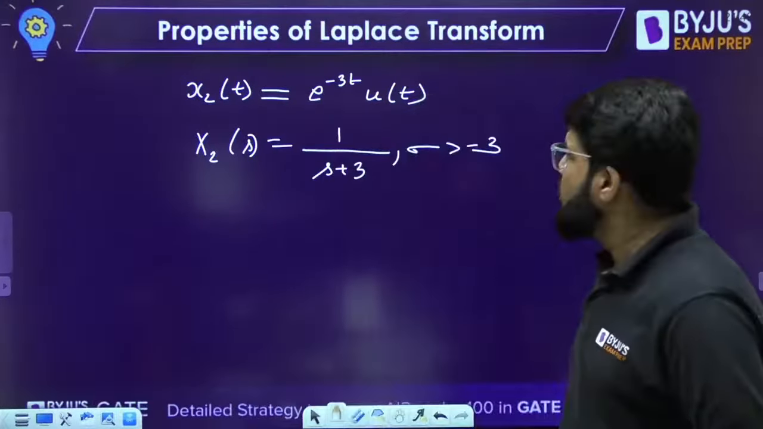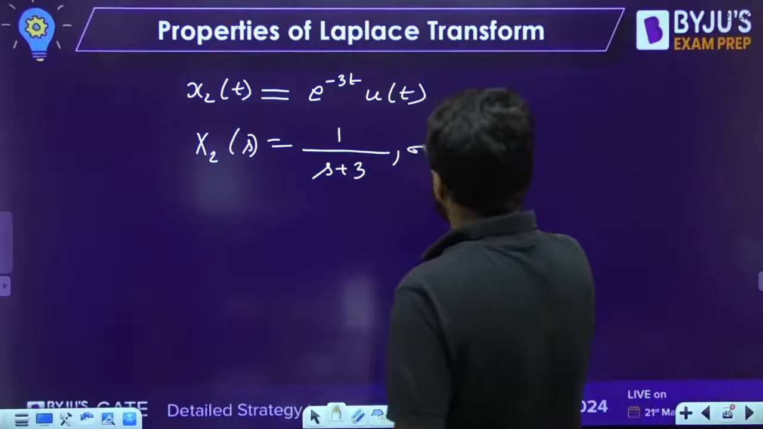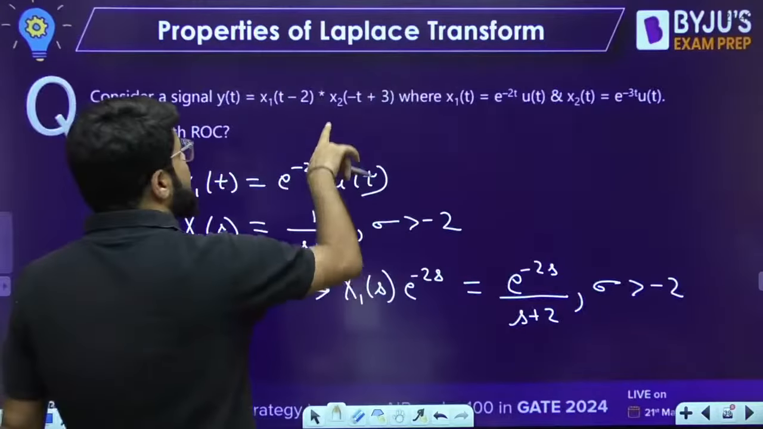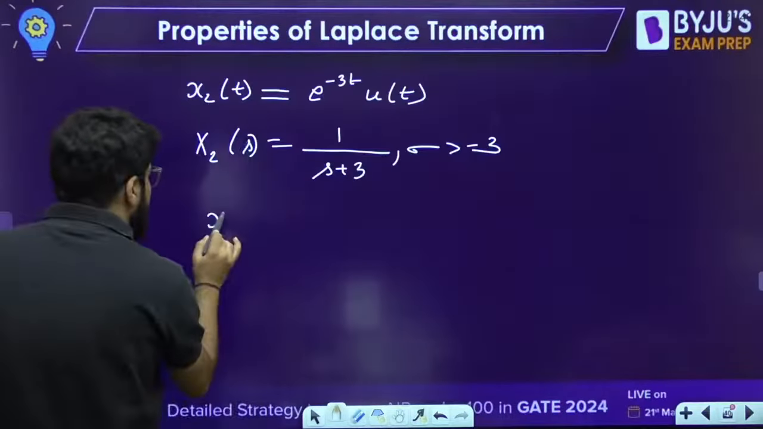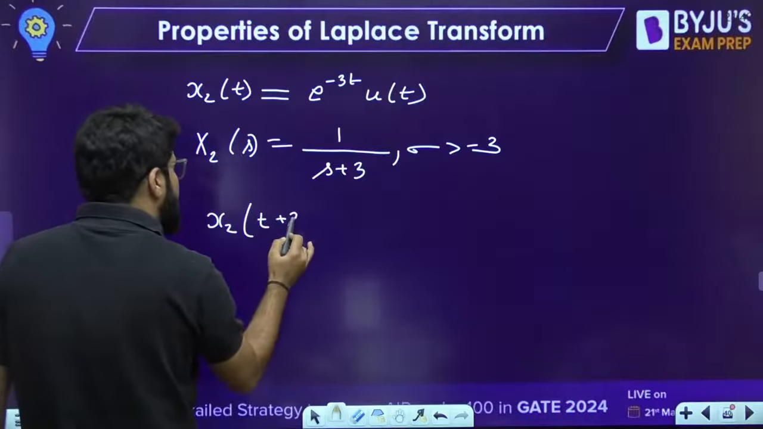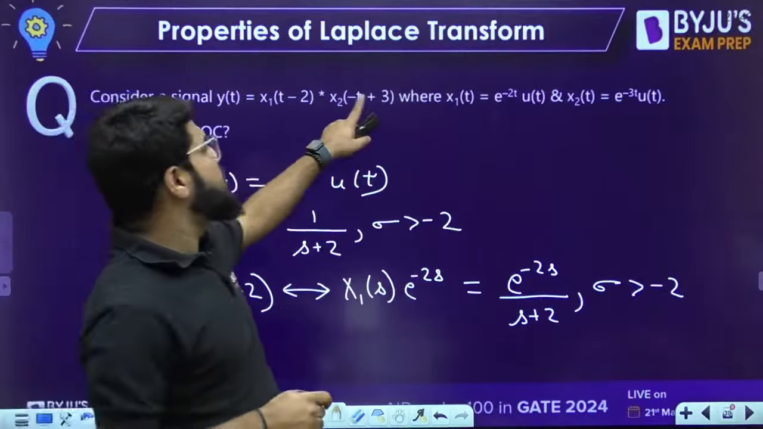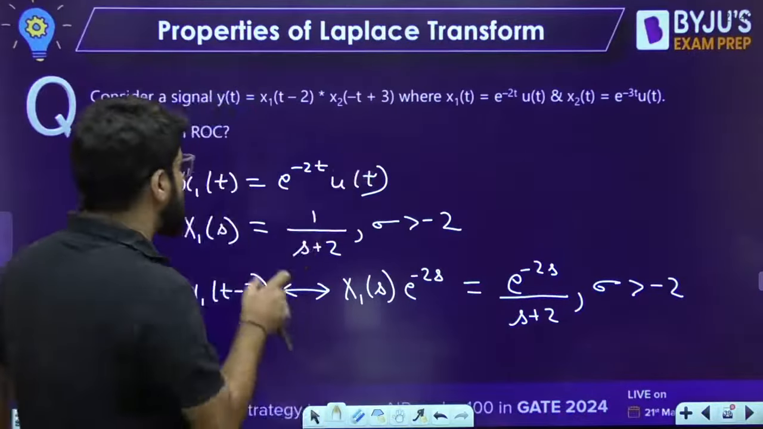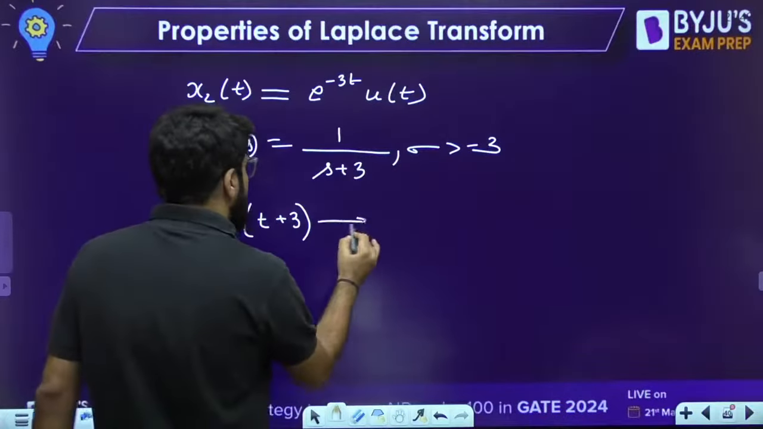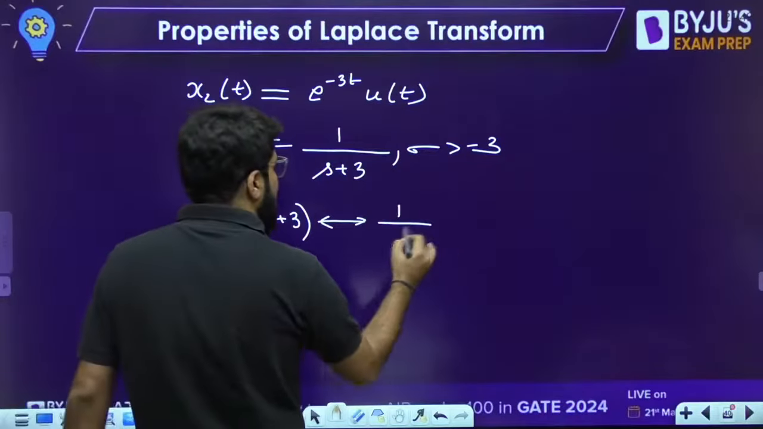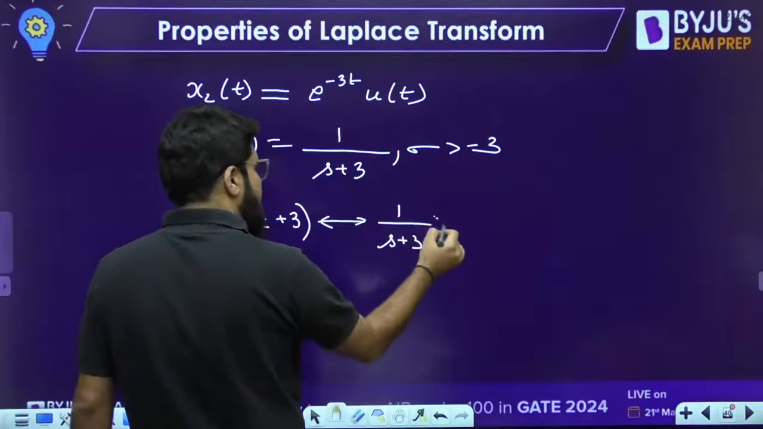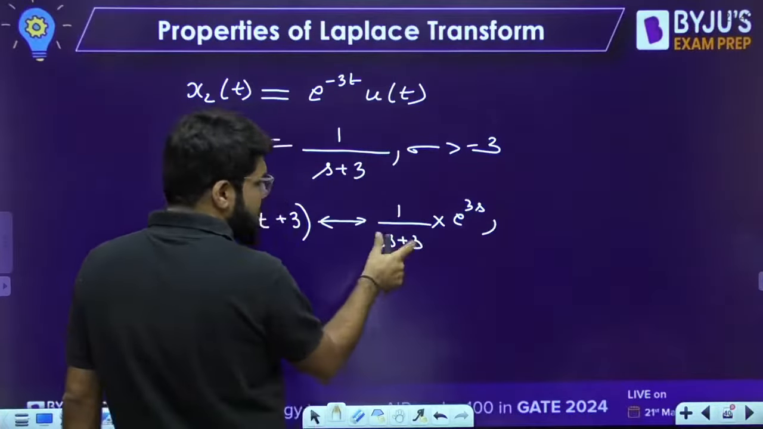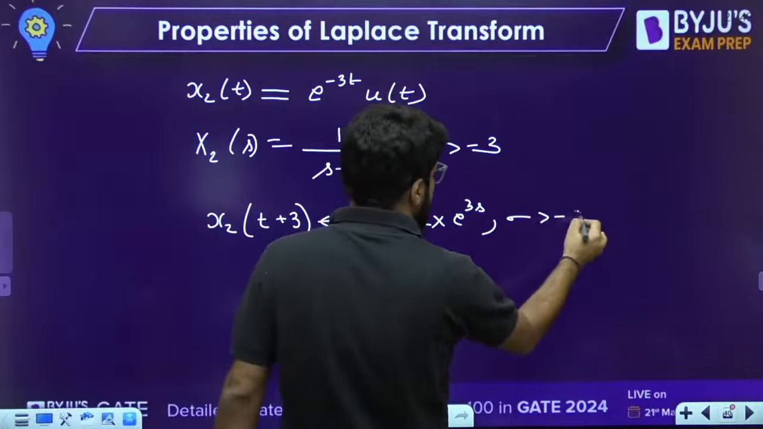Okay, yeah, let's continue. So X2(s) is 1 upon s plus 3, sigma greater than minus 3. Now moving ahead, what is given to me? x2(minus t plus 3). But let me first take t plus 3 because there is shifting and scaling both. So let's shift and then scale. Let us first focus on x2(t plus 3). Time shifting will have the Laplace transform 1 upon s plus 3, same, multiplied by the exponential term e power 3s. And since there is the same pole, there is no change in the ROC.